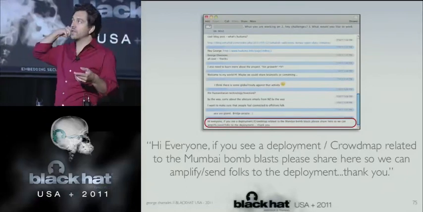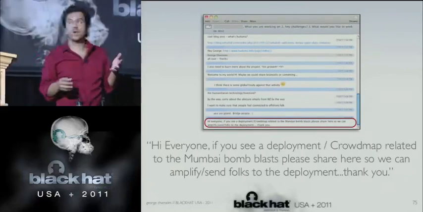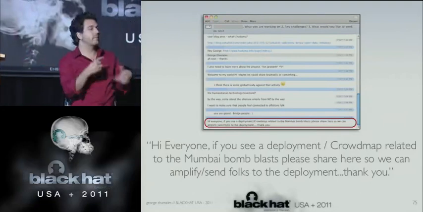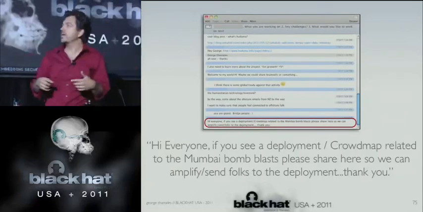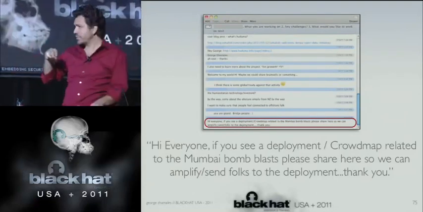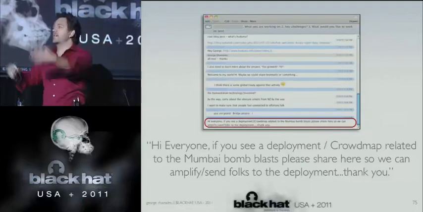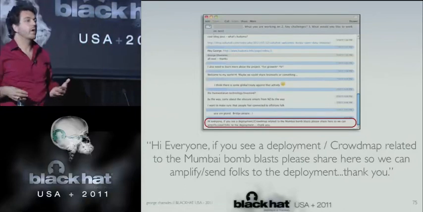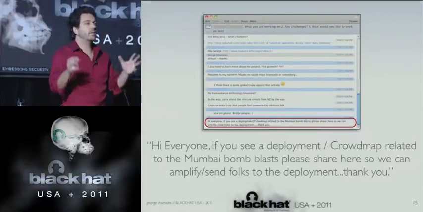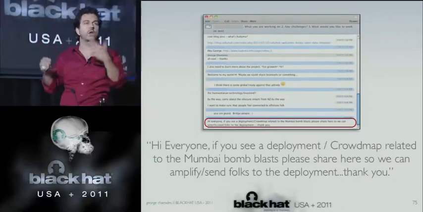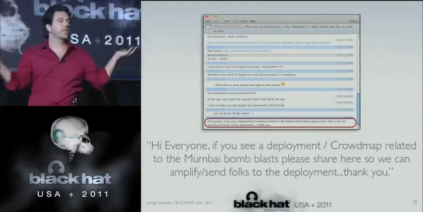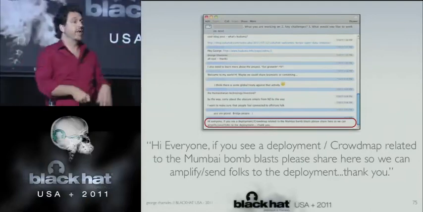This is a chat log from one of the crisis mapping groups that I work with that took place right after the Mumbai bomb blasts a couple weeks ago, saying, hey everyone, if you see a deployment related to the Mumbai bomb blast, please share here so we can amplify / send folks to the deployment. Thank you. So the question was not, who are these people, what are they doing, how do we know them? The question was just, is there one of these things online? Let us know so we can help it.